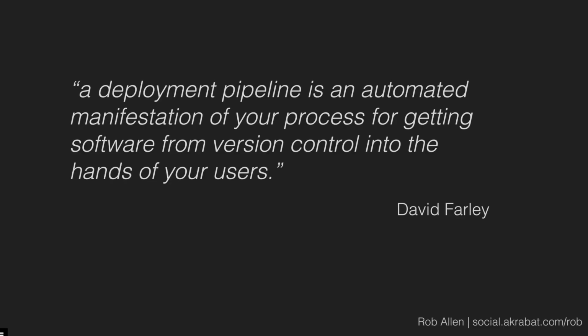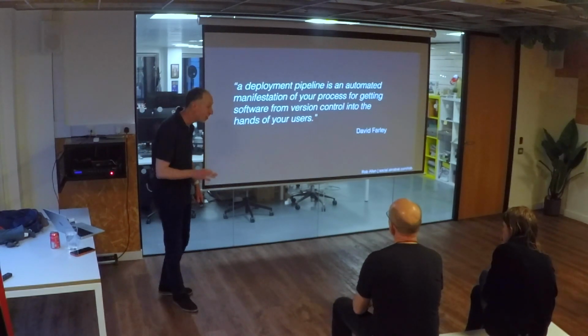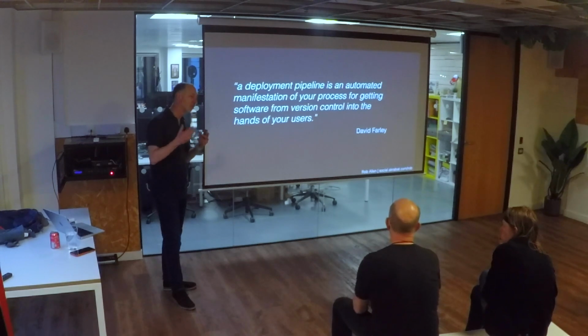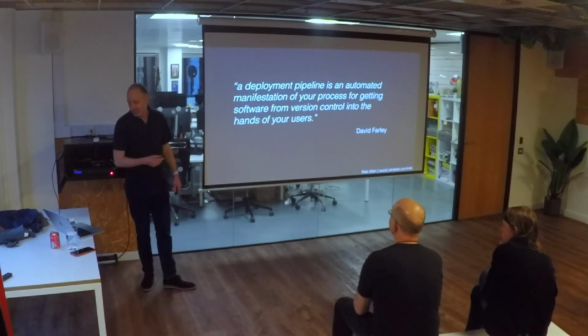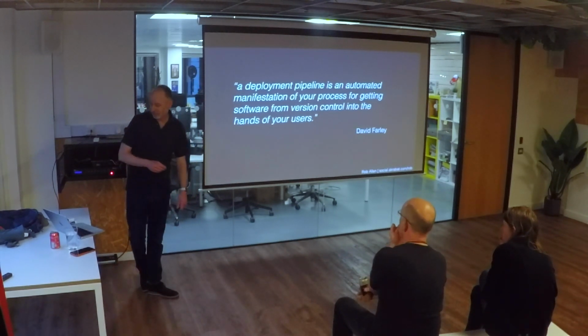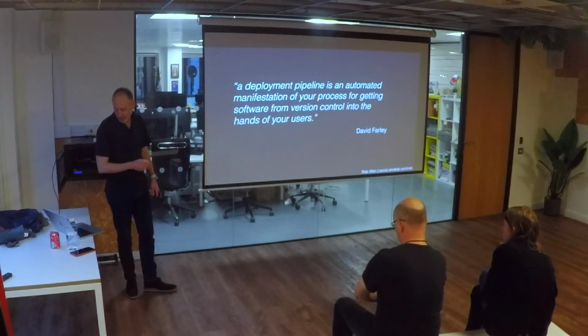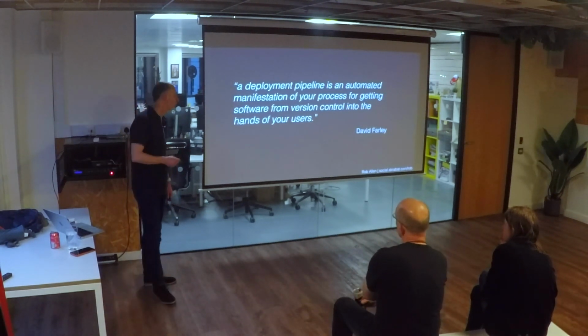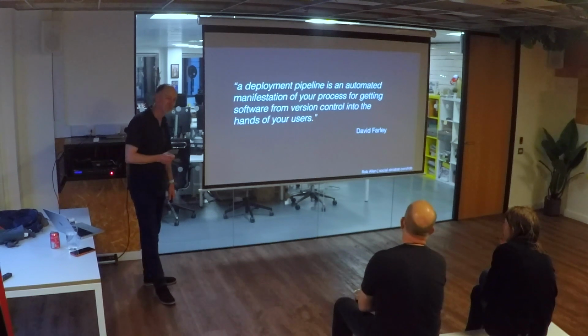I'll leave with this. David Farley and Jez Humble wrote a book called Continuous Delivery, which is actually quite a good book, but actually quite a lot of text in it as well. A deployment pipeline is an automated manifestation of your process for getting software from version control into the hands of your users. That's all it is. Unfortunately, that's all it is.